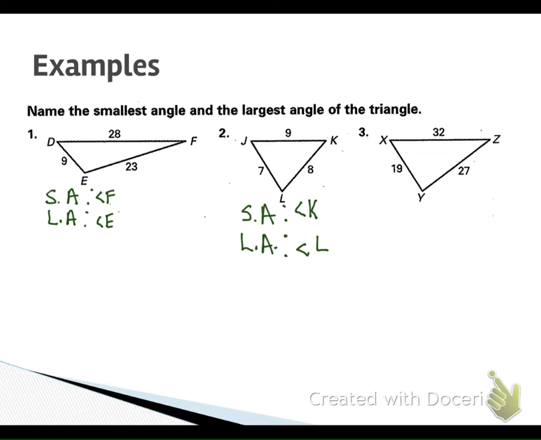Again, we're trying to find our smallest angle. So the smallest angle is going to be? Z. Because it's across from our smallest side, that's 19. And our largest angle is going to be? Y, because it is across from our largest side.